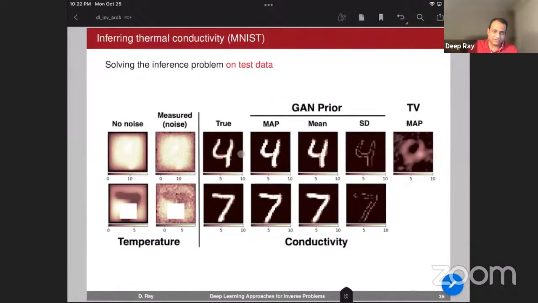We also tried the following. We took another kappa which was not in the training set and found the corresponding temperature field on the grid. Now we occluded and hid a part of the temperature field and added noise to it. This noisy measurement is fed to the Bayesian problem, where a part of your measurement is hidden. Then we tried to infer the underlying kappa, and that's the MAP, the mean, and the standard deviation. Even with occluded data, we are able to recover the underlying kappa. Once again, the standard deviation is highest along the edges of the digit.